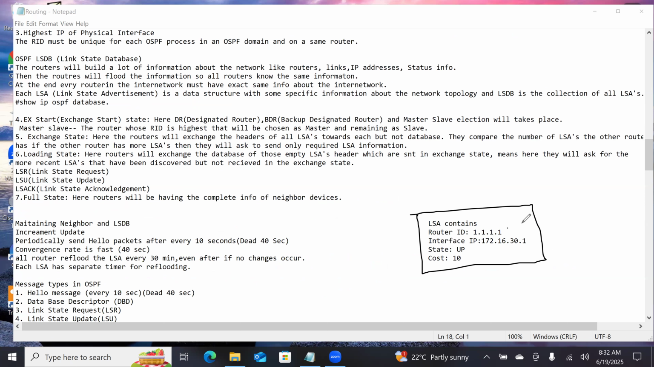It has the router ID, interface, IP address, and the status of that interface, and then the cost value. Here we have a value, and here also we have the cost value. Where have we seen cost value before? In which protocol? Cost value?